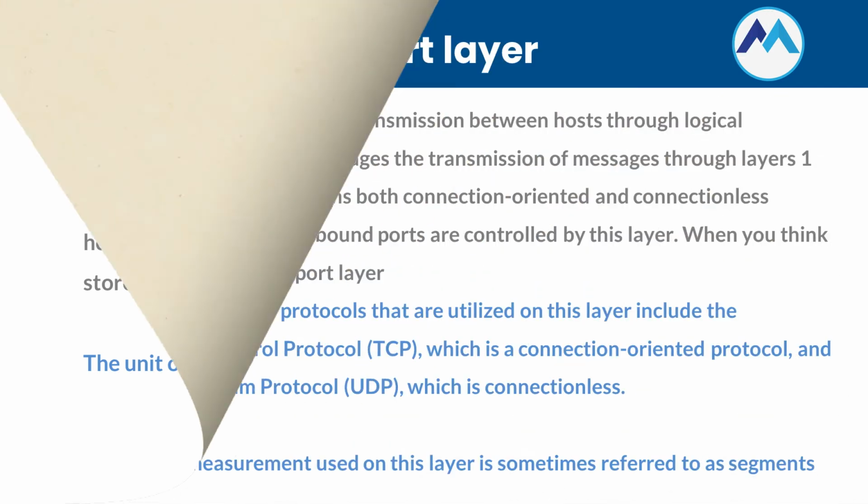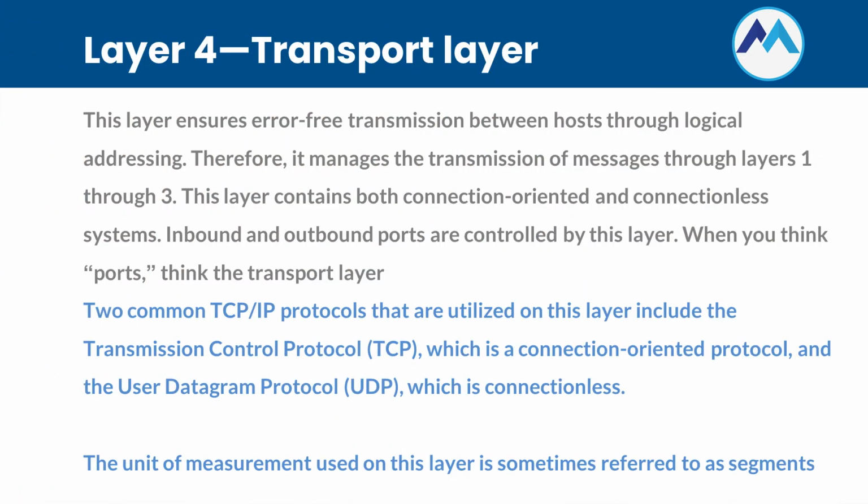Layer number 4 is what we refer to as the transport layer. This layer ensures error-free transmission between hosts through logical addressing. Therefore, it manages the transmission of messages through layers 1 to 3. The protocols that are categorized by this layer break up messages, send them through the subnets, and ensure correct reassembly at the receiving end, making sure that there are no duplicates or lost messages.